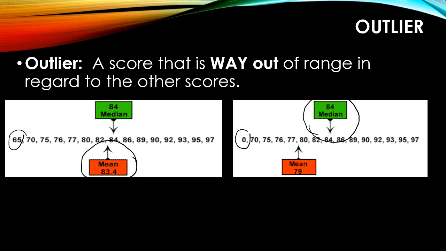So the outlier is a value that is way out of range in regard to other values, and it affects the mean of the data. When we don't have an outlier, the mean is the best representation of the center, while the median is the best representation of the center when we have an outlier in the data set.